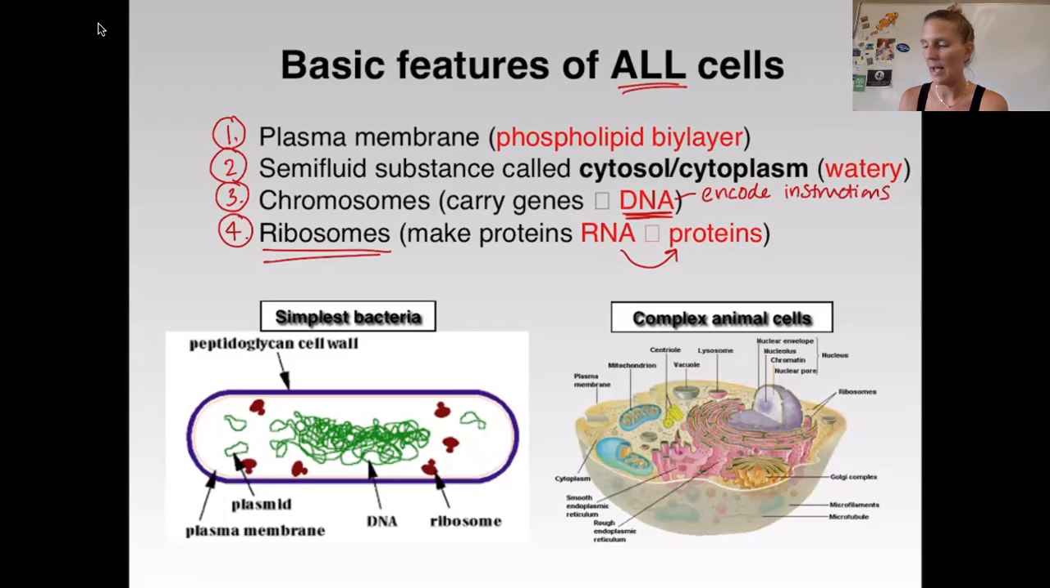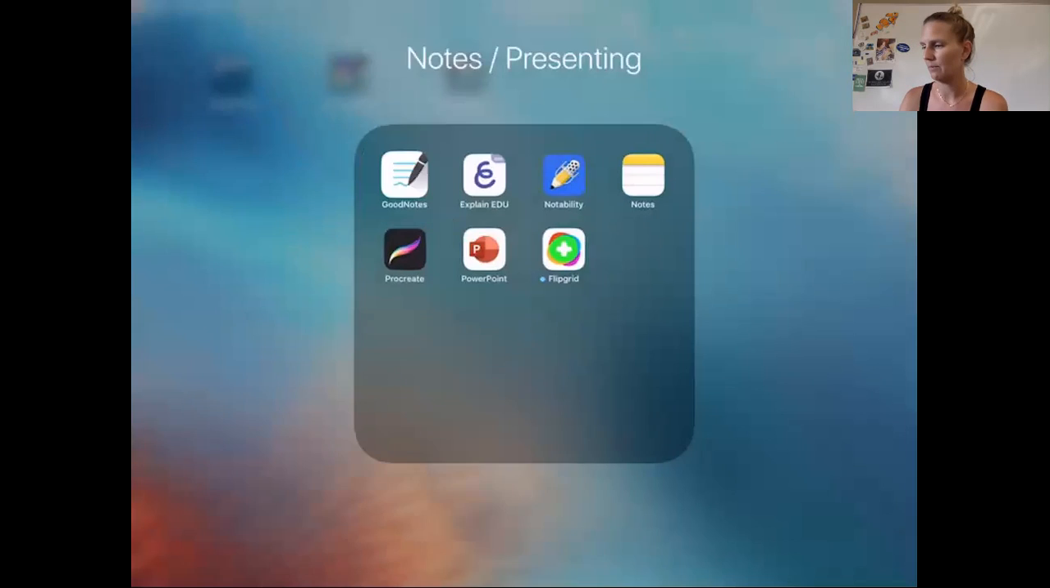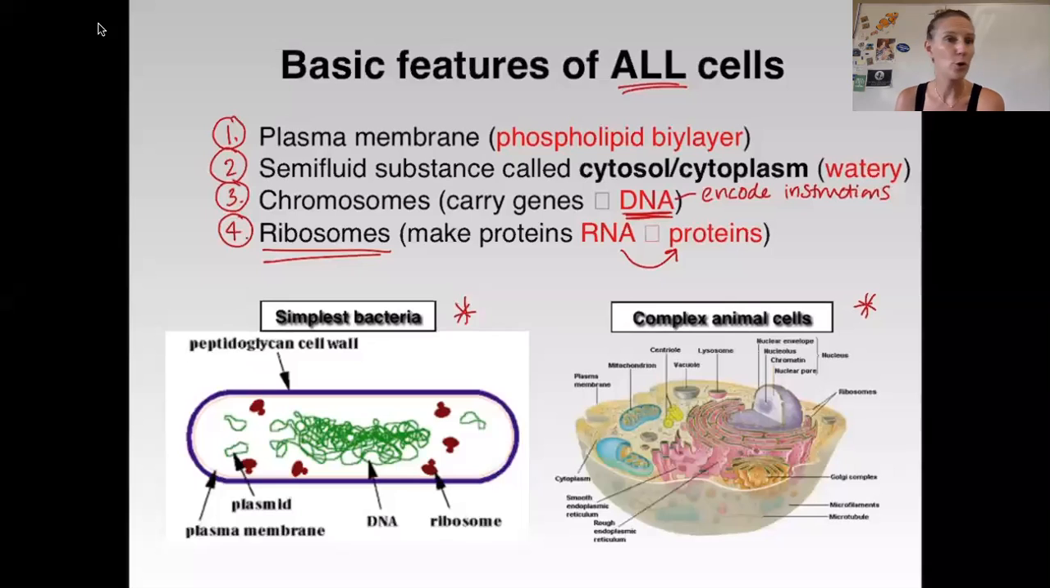So we have many different types of cells. We have very simple bacteria. We have very complex animal cells, like, let's see, like the neuron that runs from our spinal cord all the way down to our big toe. We have some very, very complicated cells, right? All of them have plasma membrane, cytoplasm, DNA, ribosomes. Those are the features that all cells have to have in order to live.